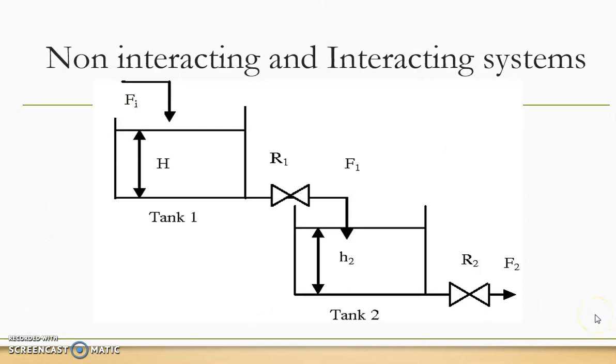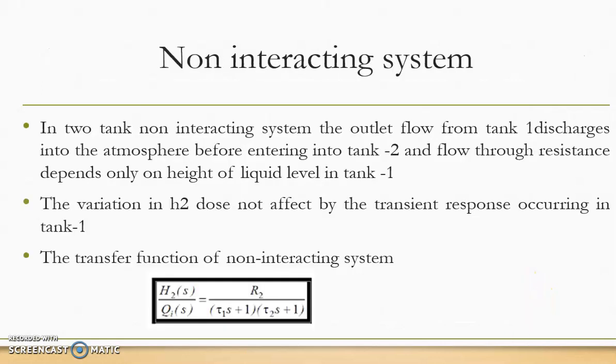Next important thing is non-interacting and interacting system. This is the diagrammatic representation for the non-interacting system. As you can see in the figure, tank 1 and tank 2 are placed at different levels. R1 is the resistance associated with tank 1. Capital H is the liquid level height in tank 1. Fi is the flow rate into tank 1. F1 is the flow rate after the resistance which goes to tank 2. Small h2 is the height in tank 2, R2 is the resistance associated with tank 2, and F2 is the outlet from tank 2.